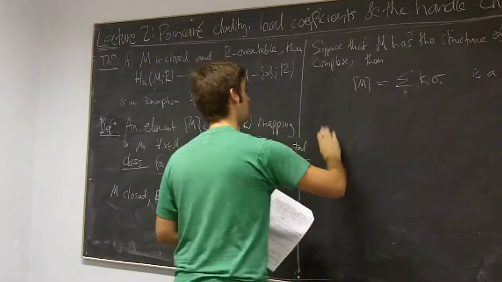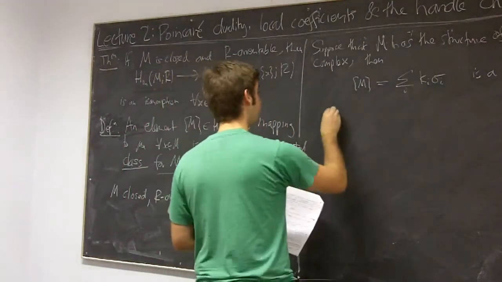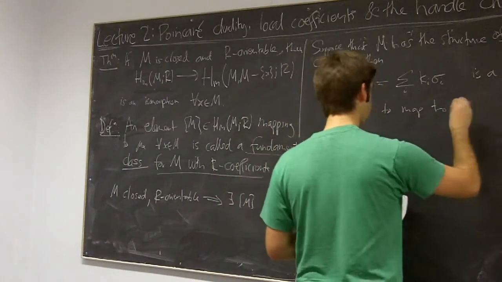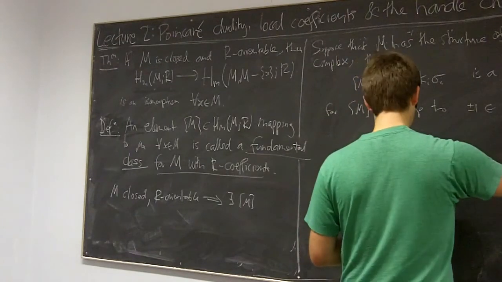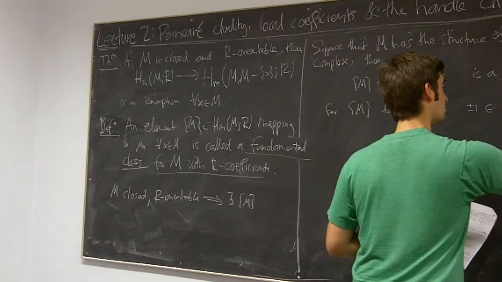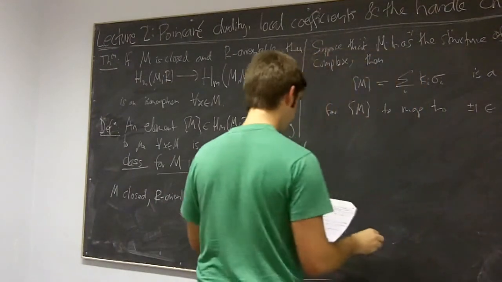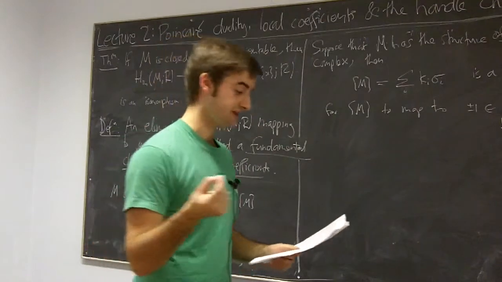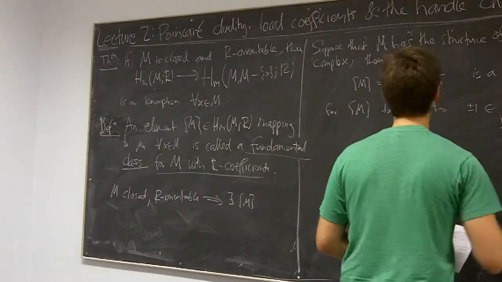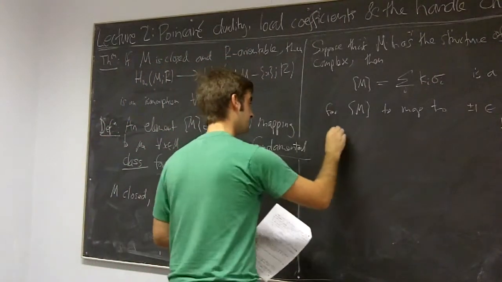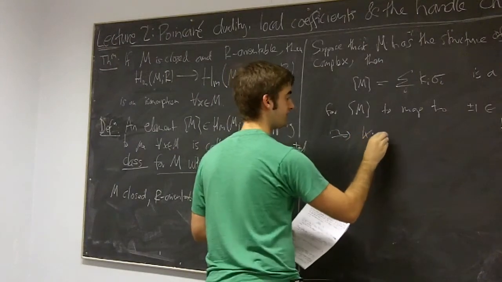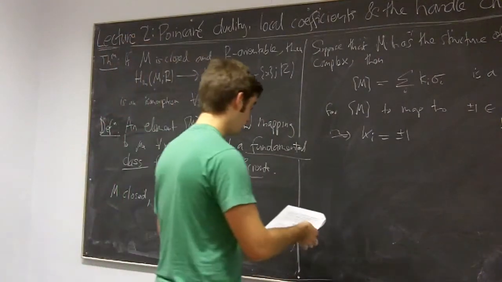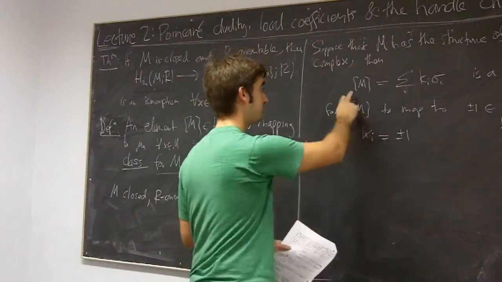And, well, let's just think about Z coefficients for a moment. For this fundamental class to map to plus or minus 1 in these local homology groups, for all x, if we in particular consider a point in the interior of one of these m-dimensional simplices, this tells us that our coefficients have to be plus or minus 1 for all of these simplices. And also we want this to be a closed cycle.